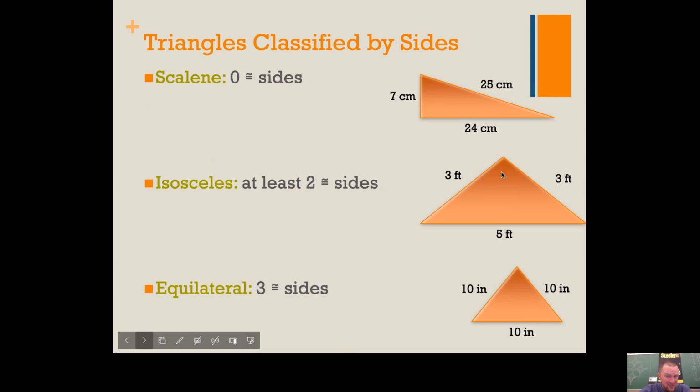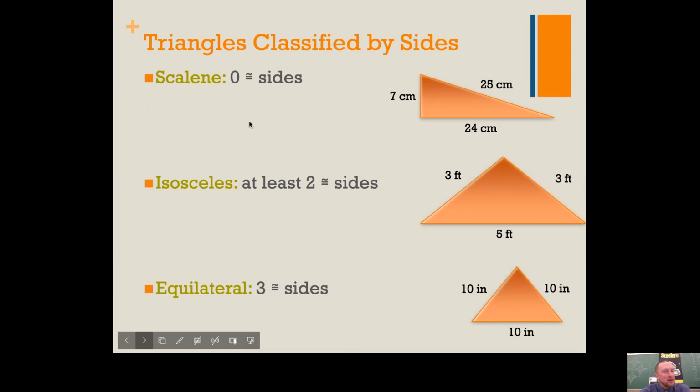If at least 2 of them are the same, we're going to call that isosceles. If all 3 sides are the same, we're going to call that triangle equilateral. Now, by definition, equilateral triangles are also considered isosceles because isosceles triangles have at least 2 congruent sides. So this is an isosceles triangle, and this actually is an isosceles triangle as well.